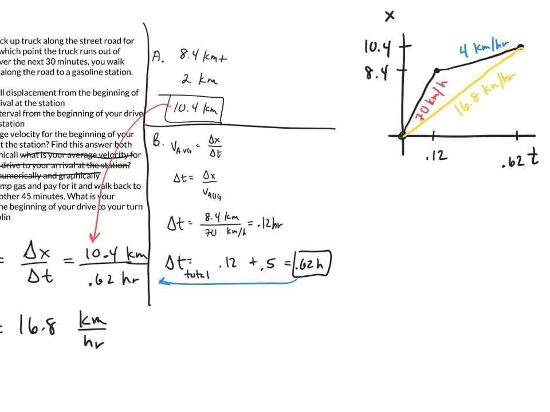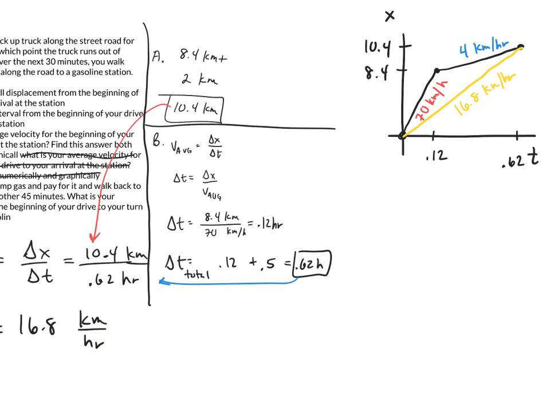All right, part D says, suppose that to pump the gasoline and pay for it and walk back to the truck, it takes you another 45 minutes. Back to the truck, 45 minutes. What is your average speed from the beginning of the drive to the return to the truck with gasoline? You got a question or you want to impose it?